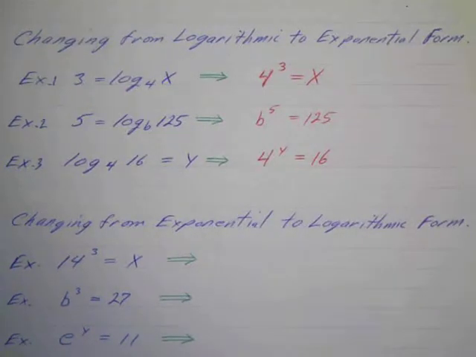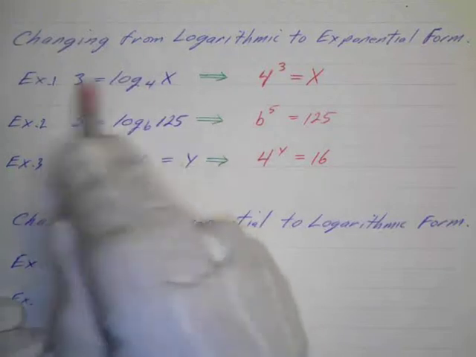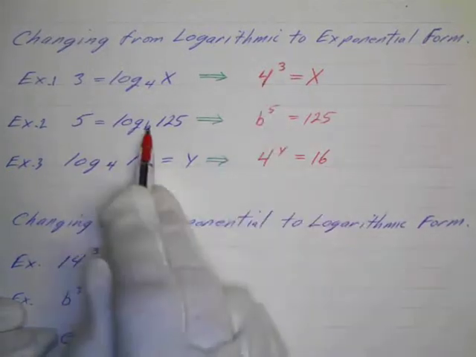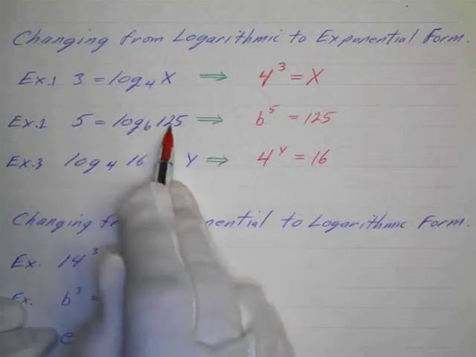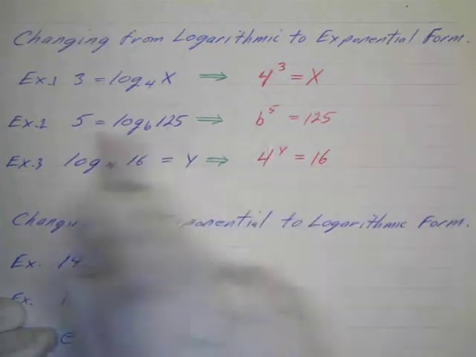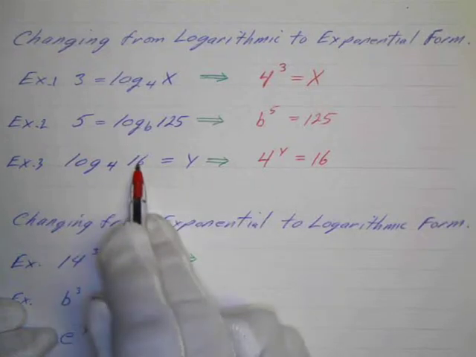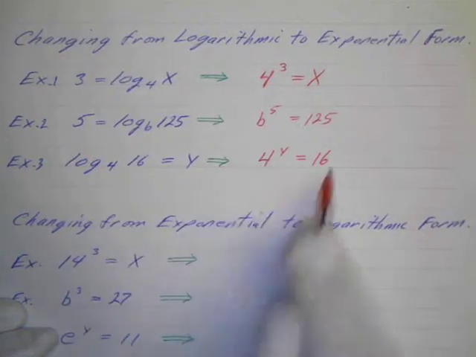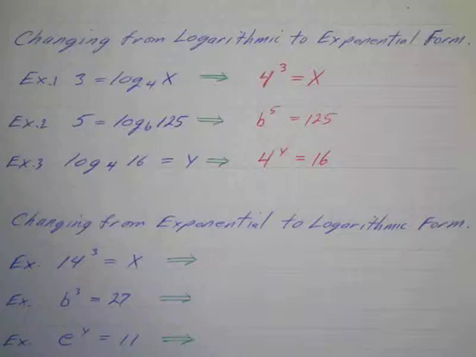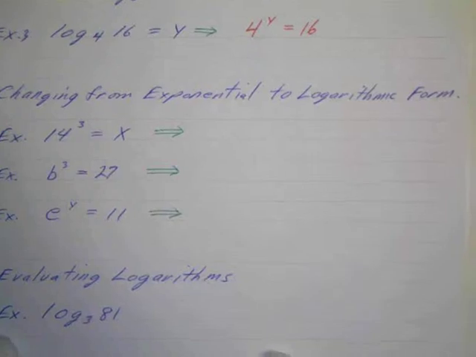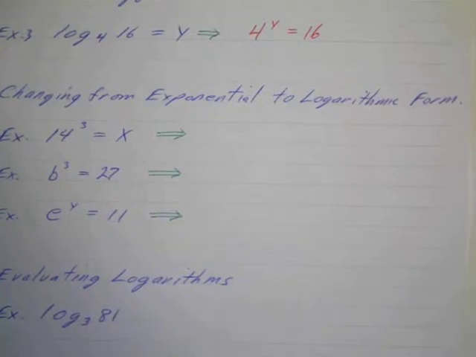So let's take a look at how we did that. Base, exponent, answer. Base, exponent, answer. And base, exponent, answer. Okay? Now going the other direction, changing from exponential to logarithmic form. If we're going to have logarithmic, we're going to have some logarithm.